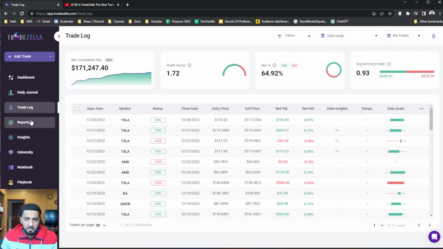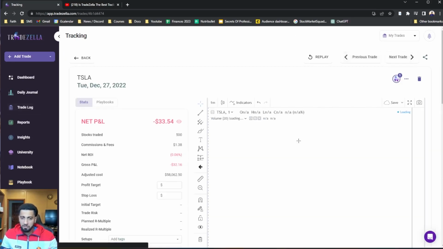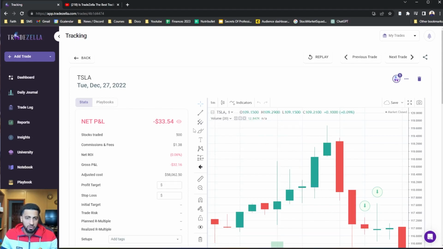And next is the trade log. One of the best things that I like to look at in the trade log is the Zella scale. For example, for this trade, you see that the P&L was $33. That might tell me, okay, it was a small loss, but the Zella scale allows us to look at it a little bit deeper. What it tells me here is that at one point I was down $687 and at one point I was up $200. Now it already gives us a snapshot of how the trade looked.